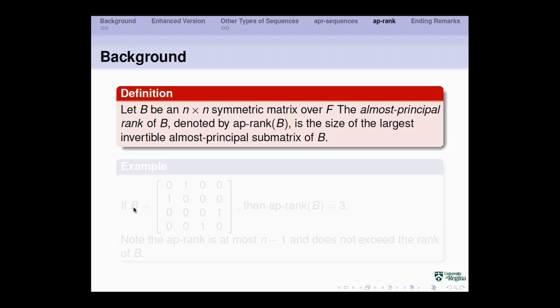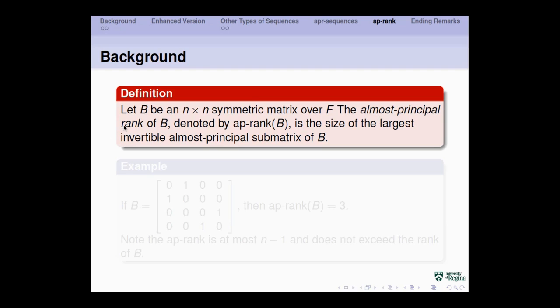So then myself and my colleague that worked on this problem said, wait a second, what if we actually defined a new notion of rank based on the size of the largest invertible almost principal submatrix? Because that would help us understand these sequences that I just mentioned a few slides ago. And, because we're not particularly good with names, we just called this the almost principal rank.